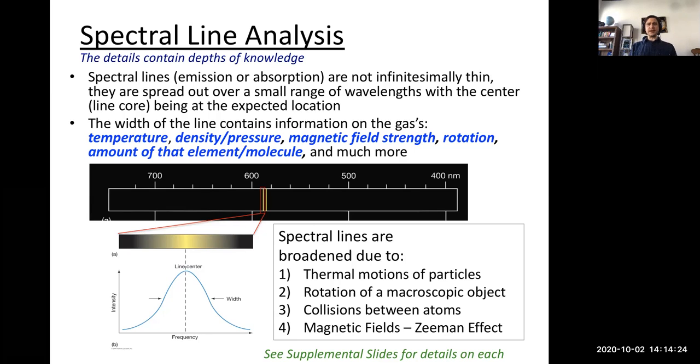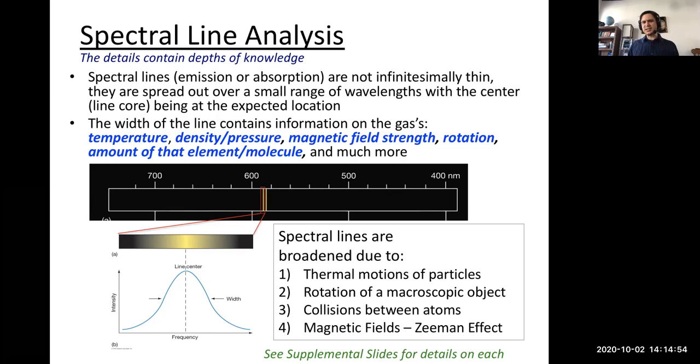Another thing that can make these lines broaden out is the particles running into one another, exchanging some energy, having collisions. So we can get a measurement of the collisions that are going on, which is controlled by the pressure and density of the gas. So we're going to get a pressure and density indicator. We're also going to talk about this strange effect where a magnetic field can split an energy level of an electron. So we'll have an indicator of the magnetic field strength of an object.